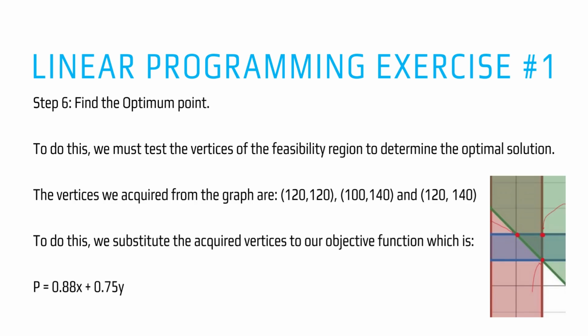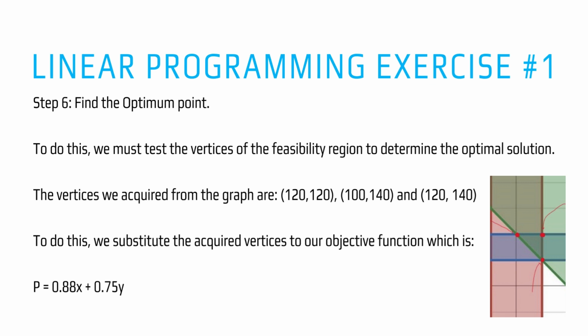Now we proceed to step 6. Find the optimum point. To do this, we must test the vertices of the feasible region to determine the optimal solution. The vertices we acquired from the graph are (120, 120), (100, 140), and (120, 140).